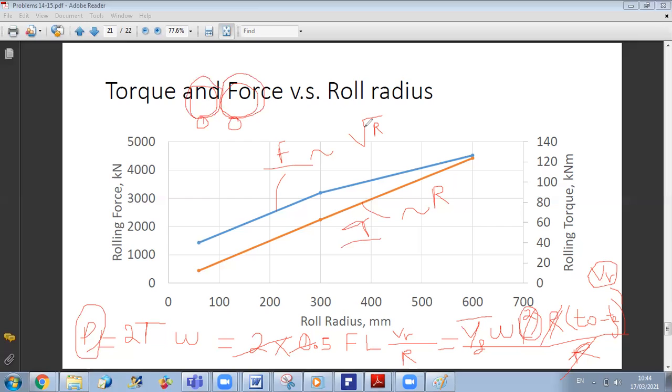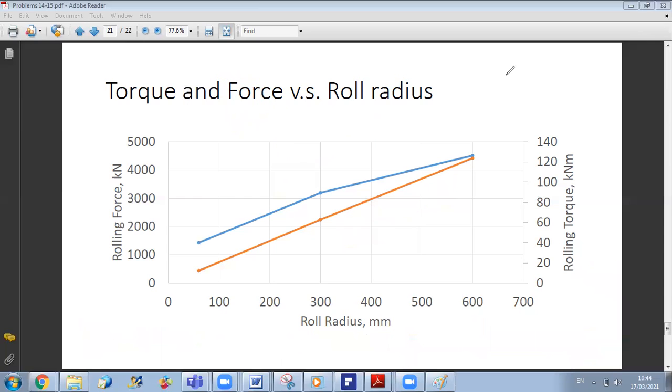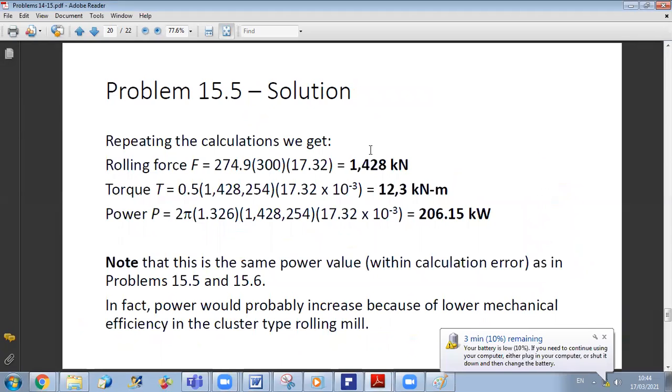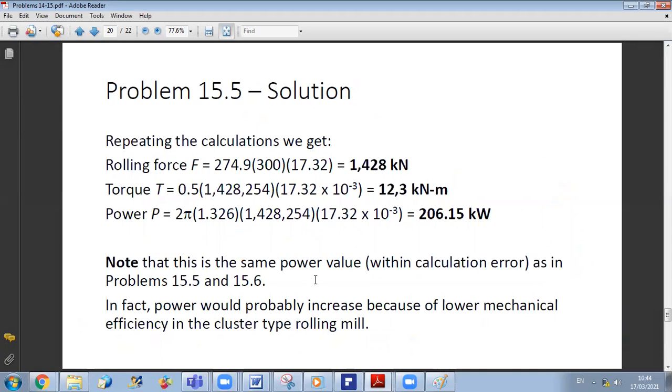So this is the conclusion we can make: for fixed parameters, if we vary the radius, with an increase of radius the rolling force and rolling torque will increase, while the power will be the same. In an actual case, the power would probably increase because of lower mechanical efficiency in the cluster type. In the cluster type, you have several rolls, you might have some losses, but the advantage is that you can produce the same power with a lower force and torque. Okay, so this is for problems on chapter 15.